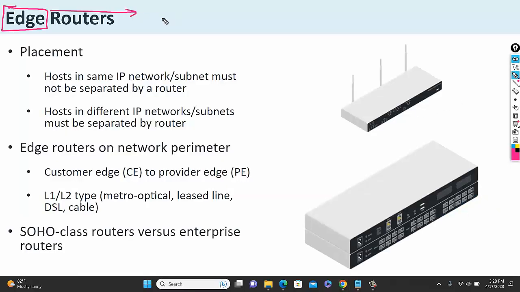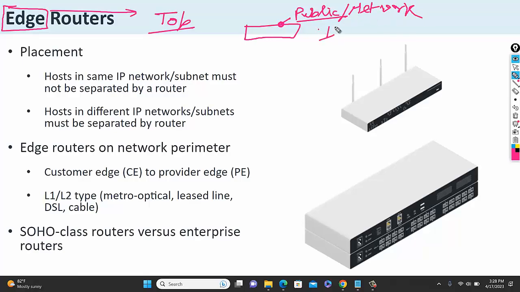Edge means the router which exists on the top of the network. Top of the network means any router having one interface facing the public. You can say this interface is connected with the public network, which here is the ISP, Internet Service Provider. Got it? ISP. But another interface will connect with the local area network, or LAN, the private network.